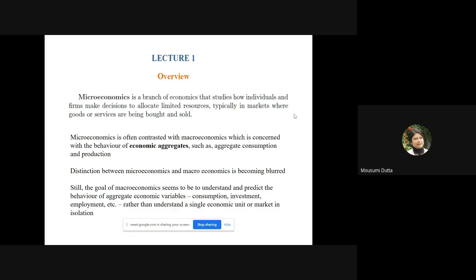Macro, again, we are dividing into 3 courses. In the second semester, you will get 1 macro course. And in the third and fourth semesters, again, you will get macro courses. So by the fourth semester, we will complete all micro and macro courses. In the first and second semesters, you have mathematical economics courses where you will learn tools and techniques which you will use for analysis of micro and macroeconomics.